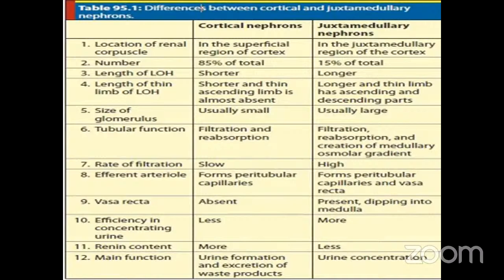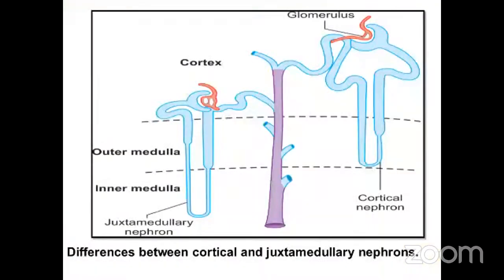Renin content is more in the cortical nephron, less in the juxtamedullary nephron. The main function of the cortical nephrons is urine formation and excretion of metabolic waste products, while juxtamedullary nephrons have only a minor function in urine formation. So this is the difference between the cortical nephron and the medullary nephron. This is the cortical nephron: the length of the loop of Henle is small, and the thin ascending limb is absent. Here the loop of Henle is longer, and both descending and ascending limbs are present.